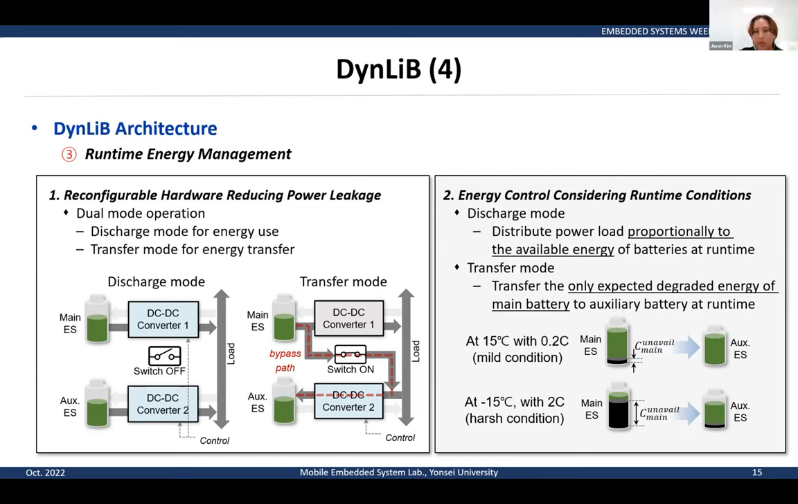In discharge mode, our system distributes the power to the batteries proportionally to the runtime available energy. Most existing energy management techniques focus on minimizing the power leakage when discharging the batteries. However, such optimization without considering the different internal resistance of the batteries leads to a biased power load. On the other hand, energy transfer causes energy loss in any case. So to avoid unnecessary energy loss, we limit the transferred energy to the expected degraded energy of the main energy storage at runtime.